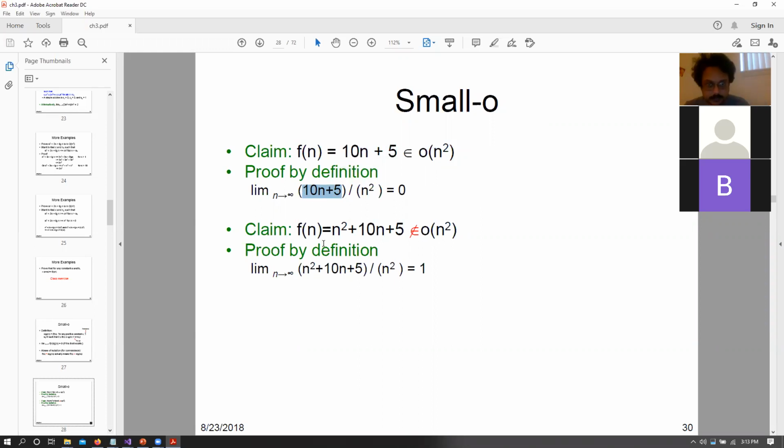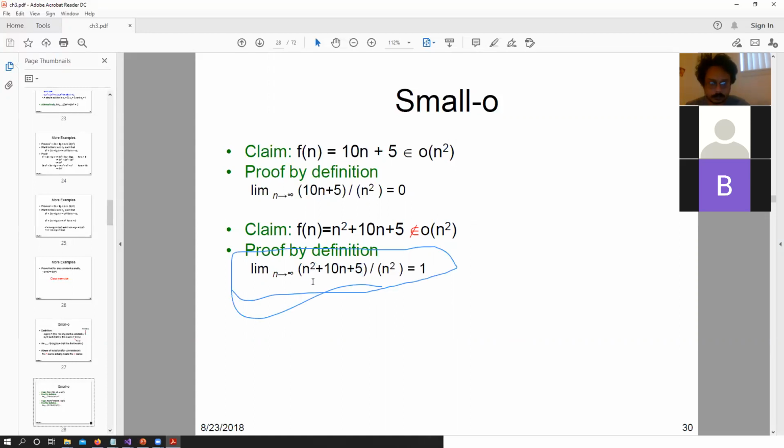So if you understand this, then we can also say, given f of n equals n squared plus 10n plus 5, this is not little o of n squared. Although this is big O of n squared, this is not little o of n squared, because once we divide this equation by n squared to find the limit, we have 1 plus blah, and that blah and blah become 0, and we have 1, right? So that is not 0, and that means that it is not little o of this particular equation.